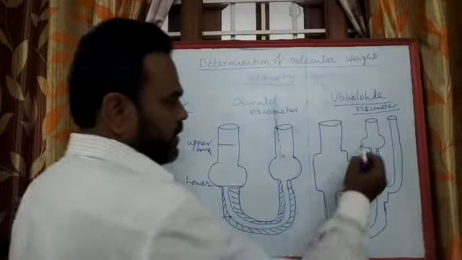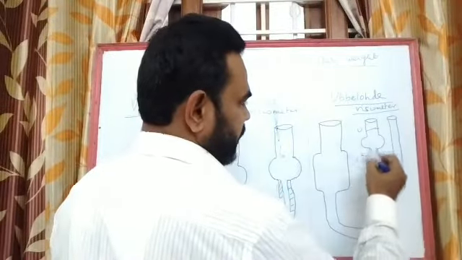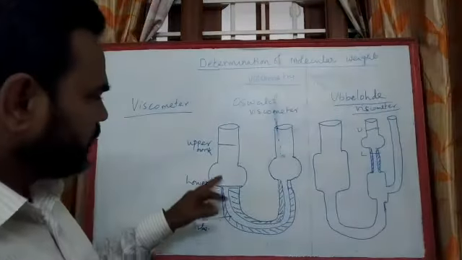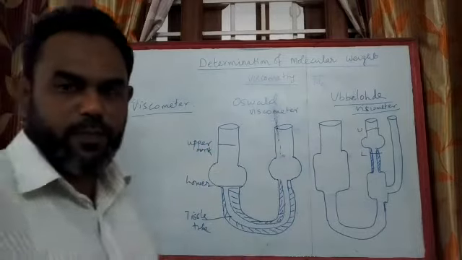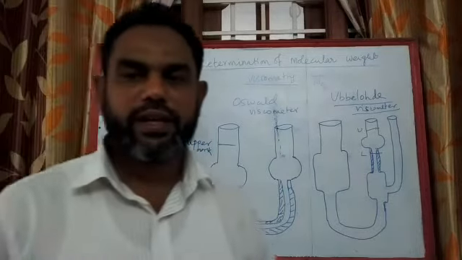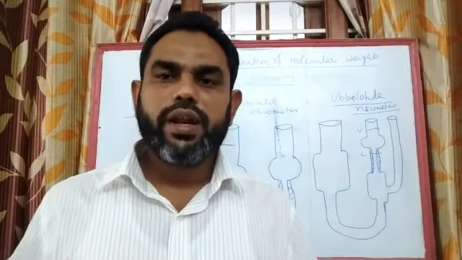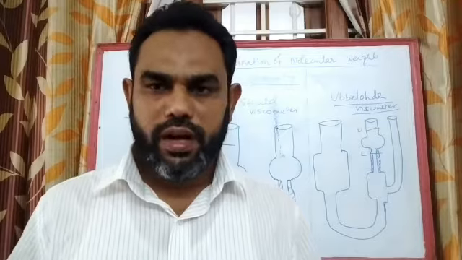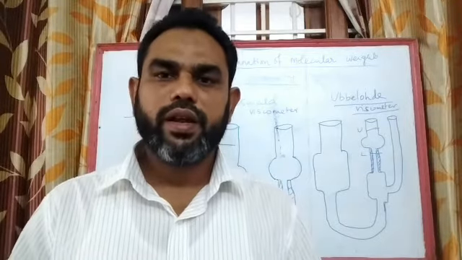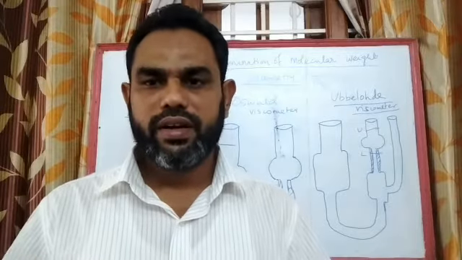Okay, similarly here you will find an upper mark and a lower mark. This is the upper mark and the lower mark. Okay, so in the Ostwald viscometer, the measurements are very easy. The only disadvantage is you need to replace the viscometer, or you need to wash the viscometer for polymer solutions of different concentrations.